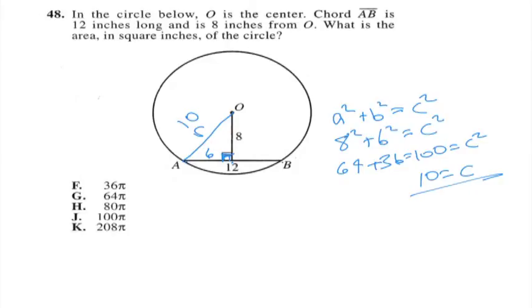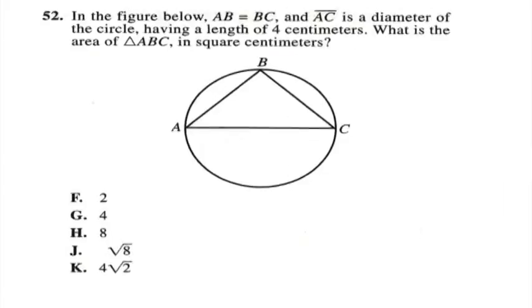So what they ask us for is what is the area of the circle. I needed the radius, pi r squared. I know the radius is 10, so it's going to equal 100 pi, and that's all we had to do in this one, making J the answer to 48.